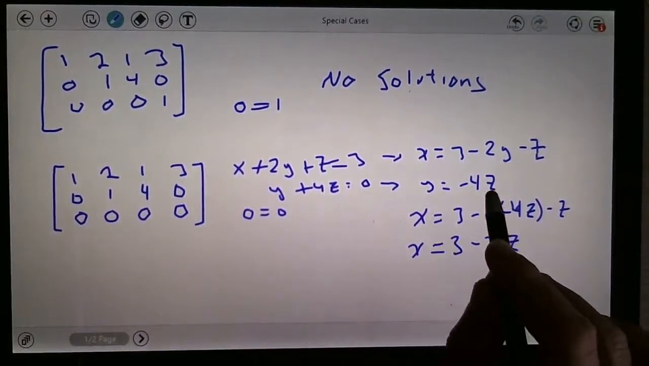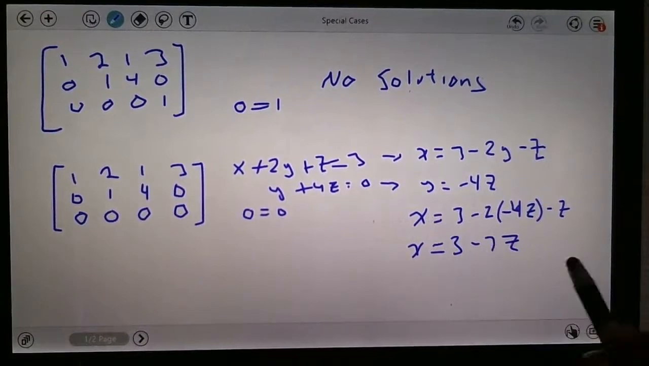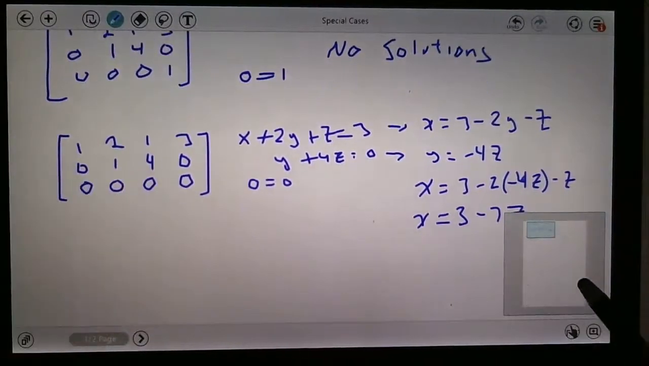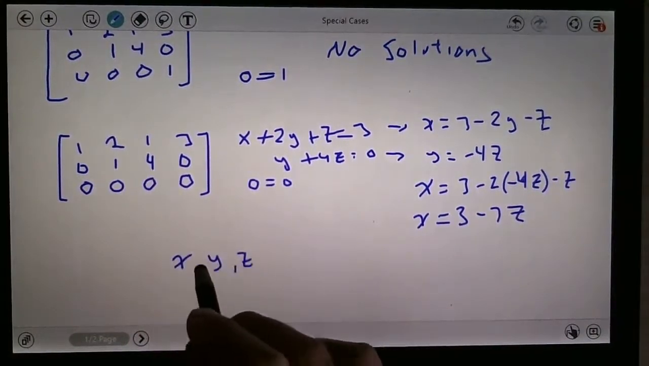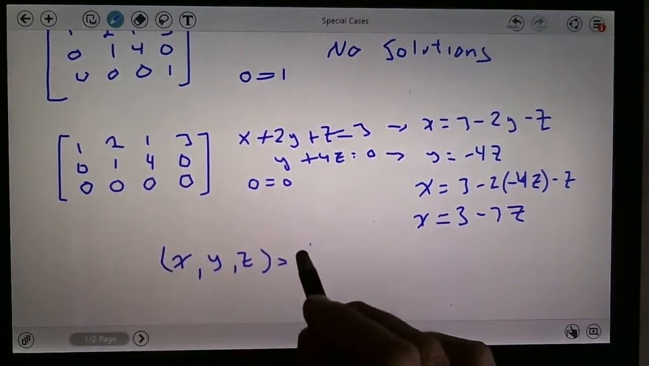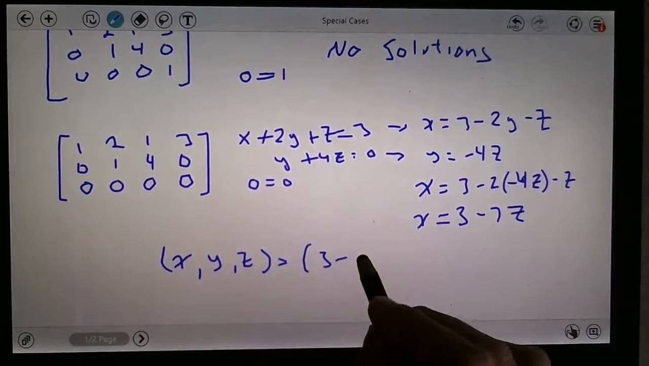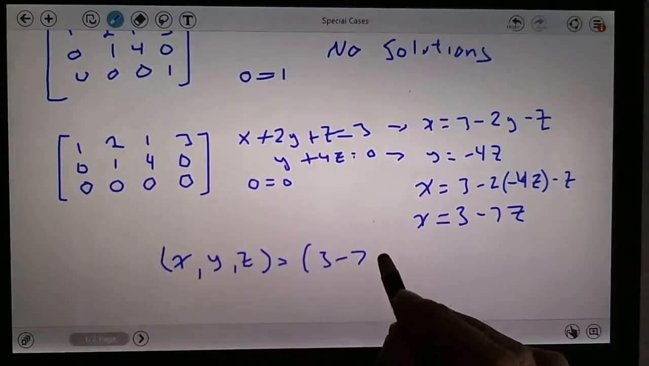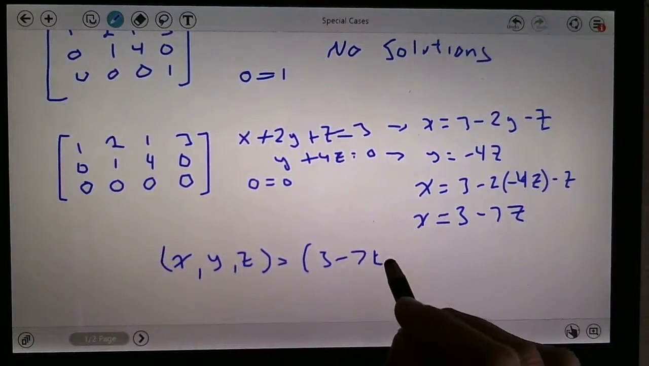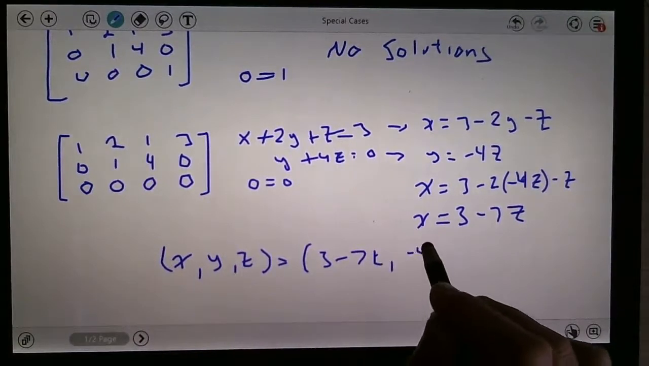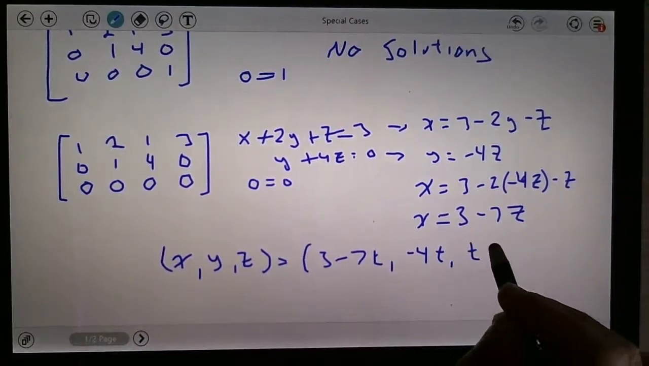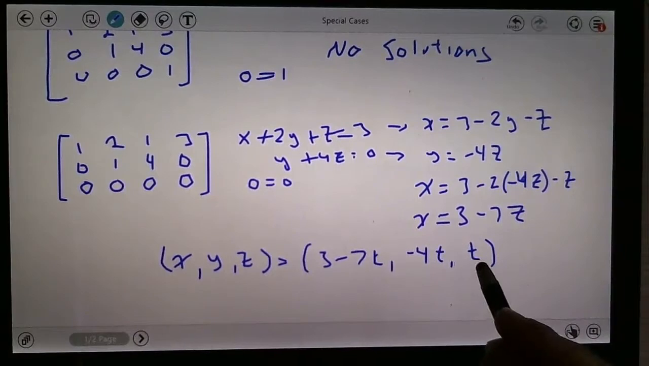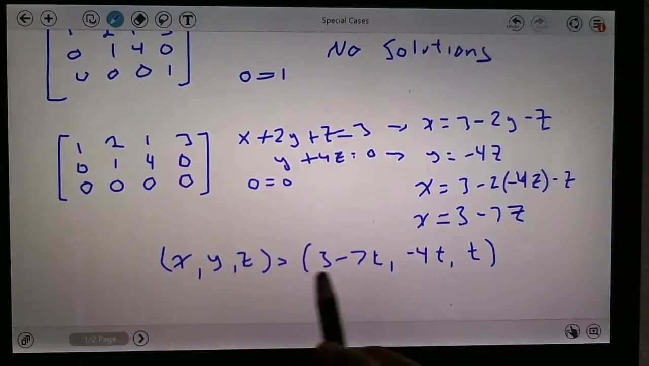So I have y expressed as a function of z, I have x expressed as a function of z. z is a nice thing to be the parameter, right? So what I have is that x, y, z is equal to 3 minus 7t, where instead of z I'm going to use a parameter, let's say t, then y, which is negative 4 times the parameter t, and then z is just t. So for any choice you make, whatever you let z equal, choose a value t, then y is calculated, and then x is calculated, and you've got a solution to this system.